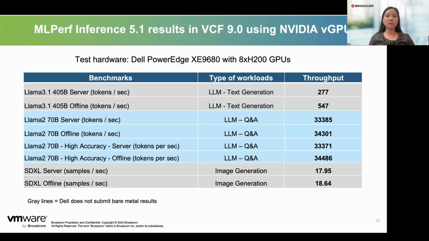For the previous slide, I compared with the bare metal result that was submitted to MLCommons. But besides that, we also tested ML inference with more workloads. For example, Llama 405 billion parameters, which is a very large model, to showcase that it works well for either large or medium size. We also have results for Stable Diffusion, which is image generation, to demonstrate that it works with different types of workloads, not just large language models.